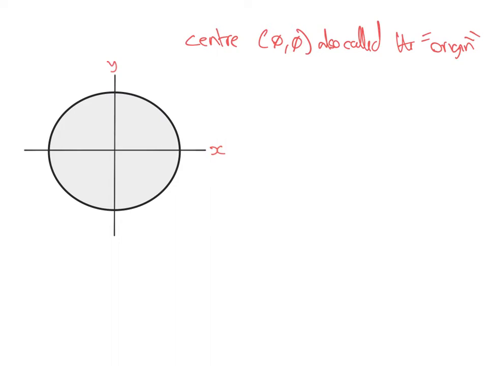Now for GCSE, all of your circles are centred at 0, 0, so you don't have to worry about them moving off of that point.